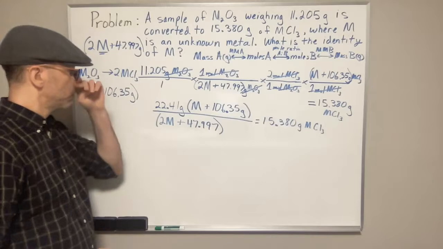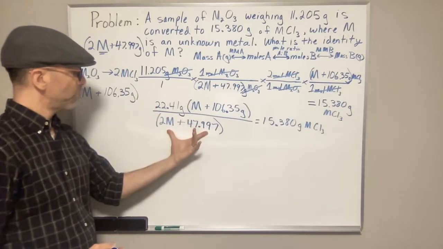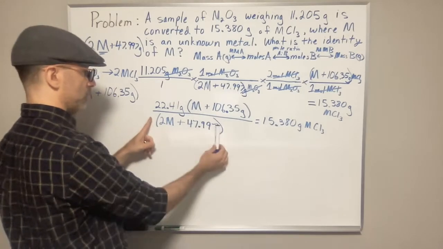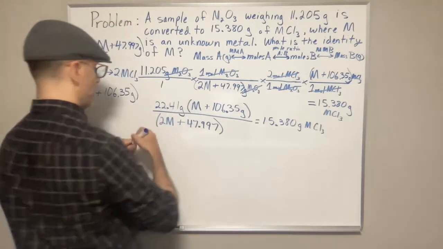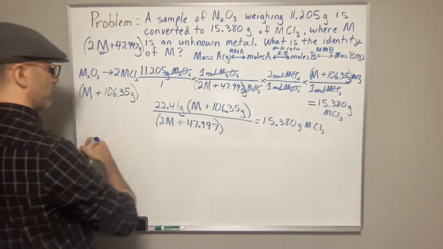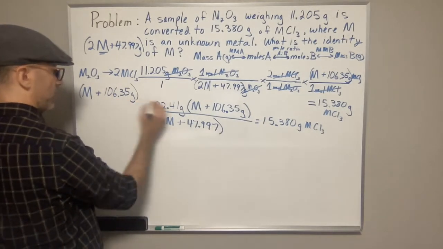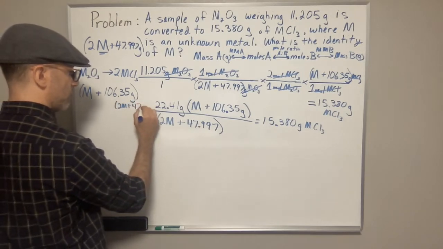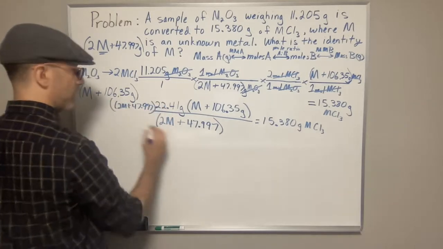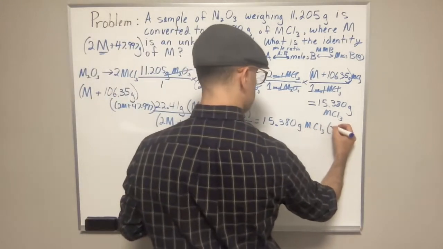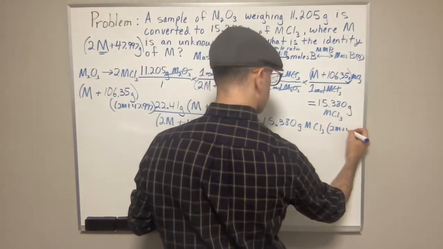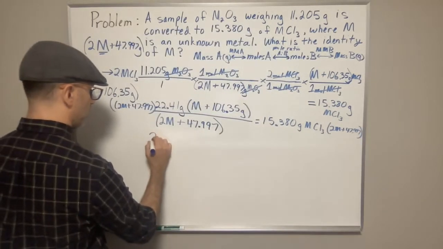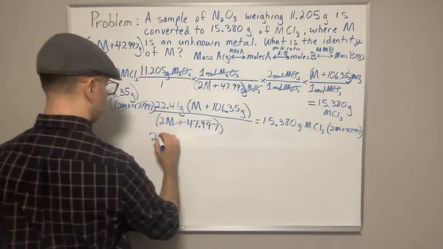Okay, so a little bit simplified. Now what we want to do is multiply both sides by this part. If we multiply both sides by 2m plus 47.997, this cancels out over here.